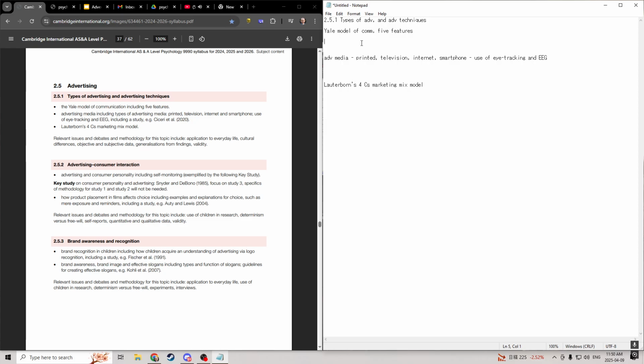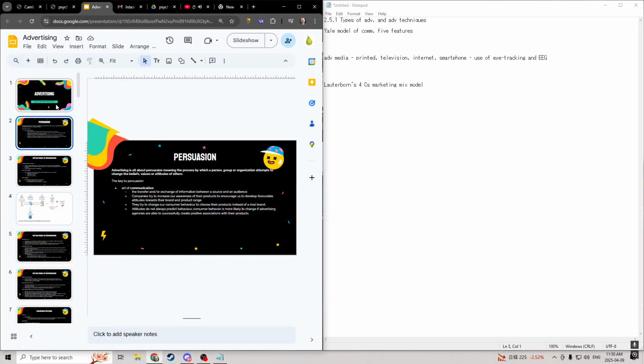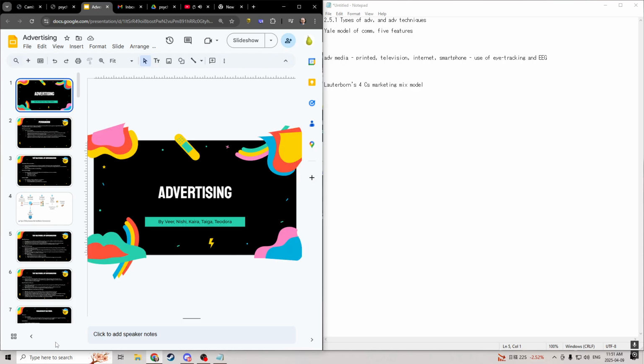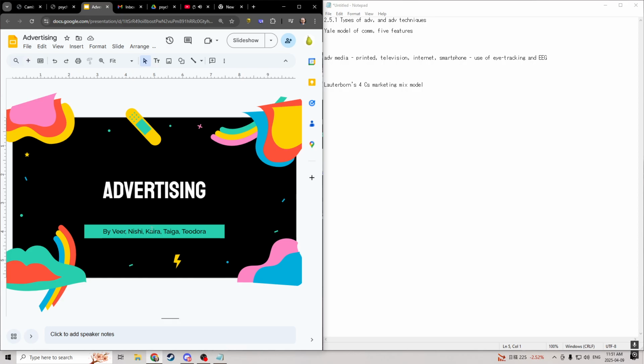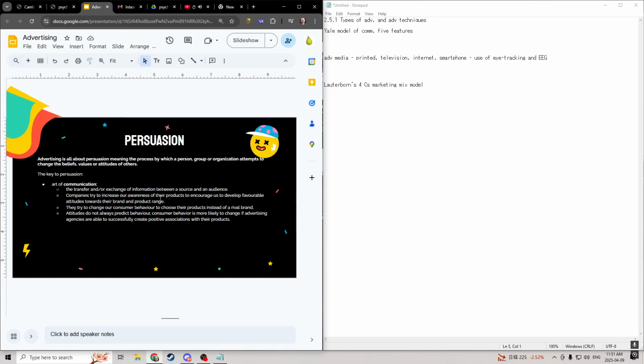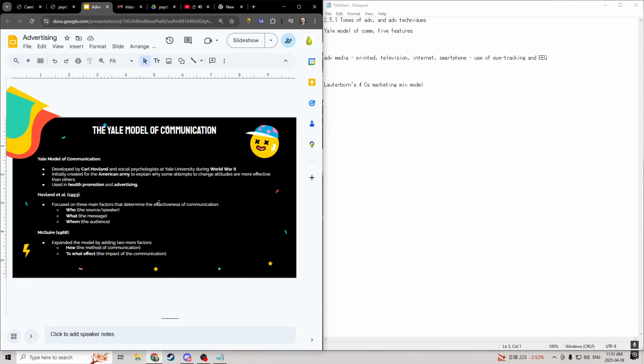And we start with the Yale model of communication. Can I make these bold? Is that a thing? It's not a thing. Look at me, all inexperienced. First time I'm going over this slide as well, because it's made by my classmates. All right, so here you go. The Yale model of communication, developed by Carl Hovland and so on. Initially, it doesn't matter.